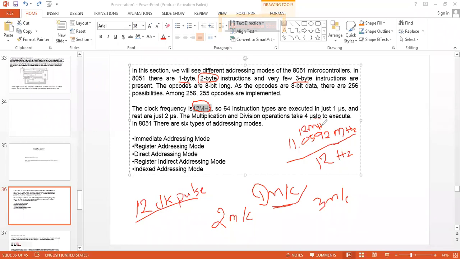Okay, so if I take it as 12 megahertz, 12 megahertz divided by 12 hertz. So what will it be? 12 megahertz divided by 12 hertz. What will it be?